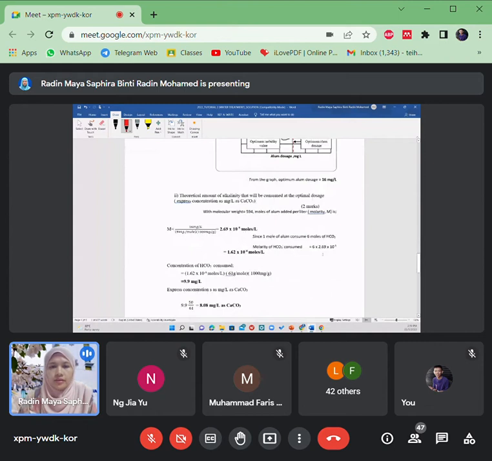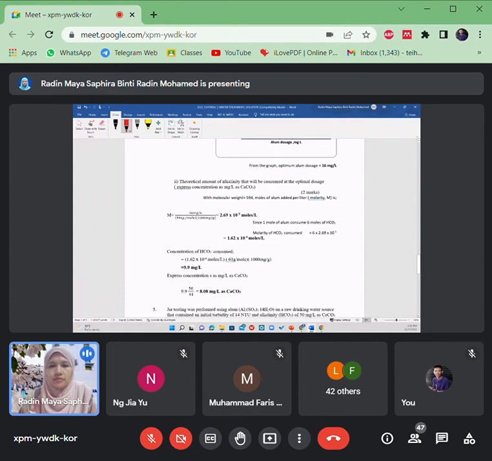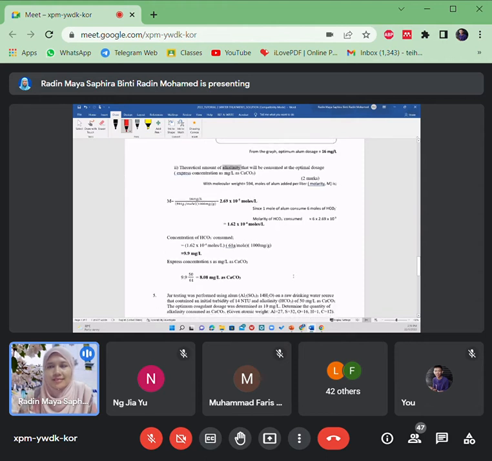Okay, then we can calculate the amount of alkalinity that will be consumed at the optimal dosage. Alkalinity here means how much base the water has, because we want to know how much the water can buffer changes in pH. If you are not clear, please read again. What does it mean by alkalinity?